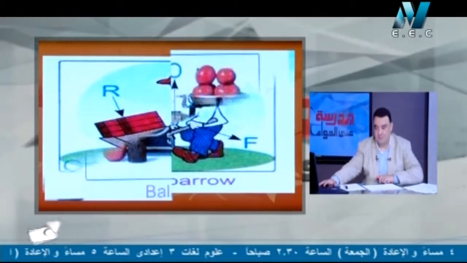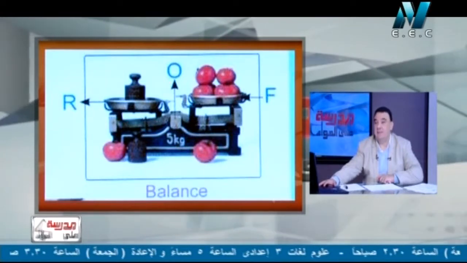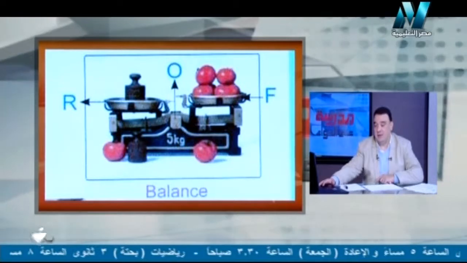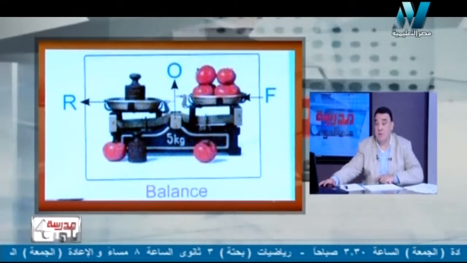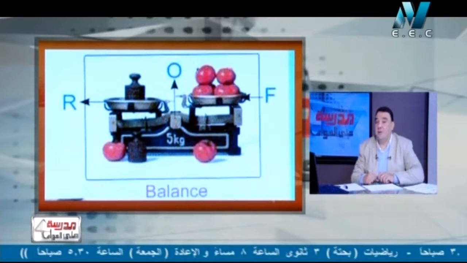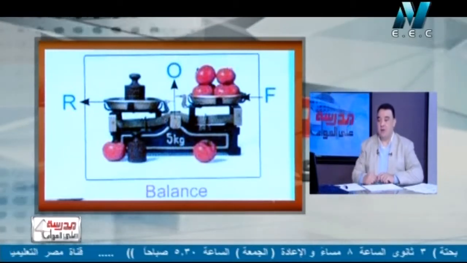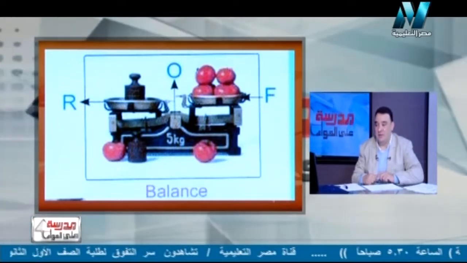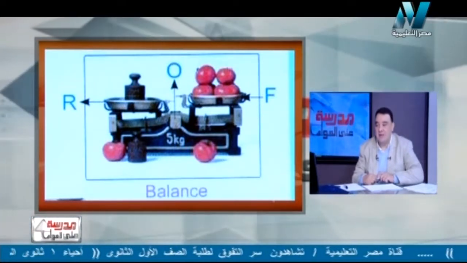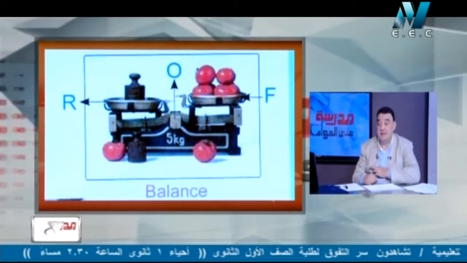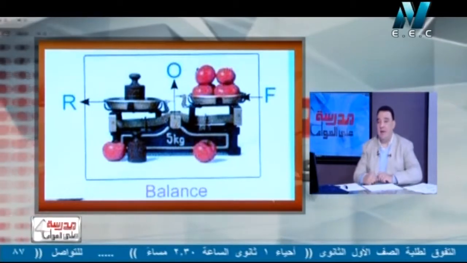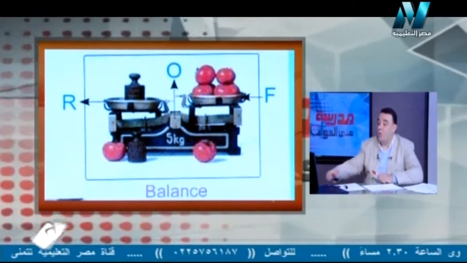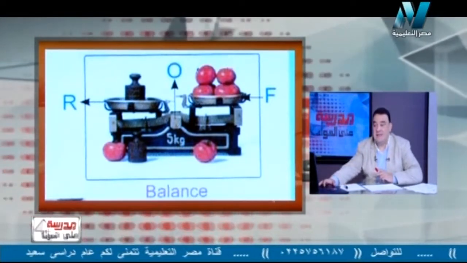Another example, the balance. The balance is like the swing or the seesaw, very close to it. So it will be considered from first class lever also. Why? Because it has O in the middle between resistance force and effort force. So again, the balance is a first class lever because it has O in the middle between resistance force and effort force.